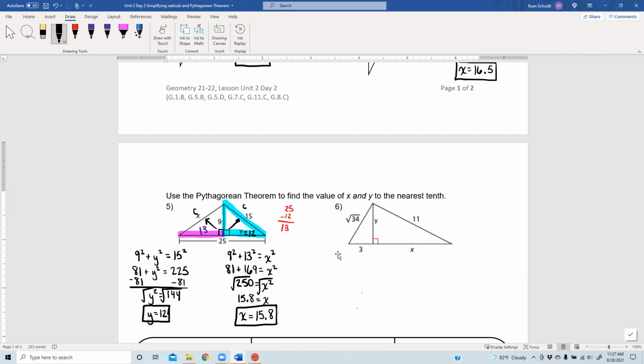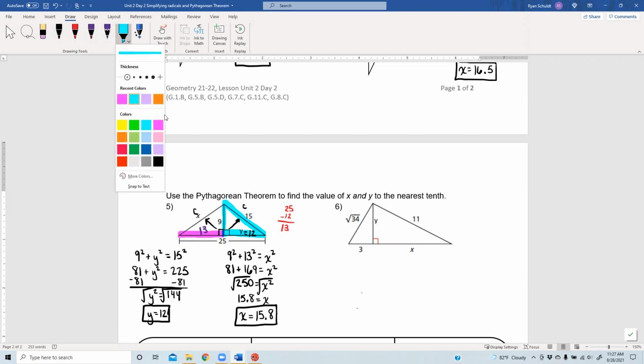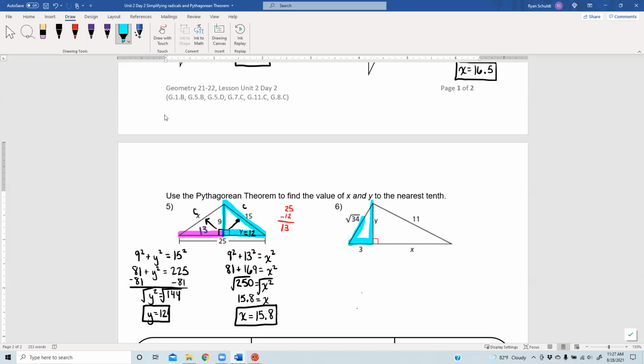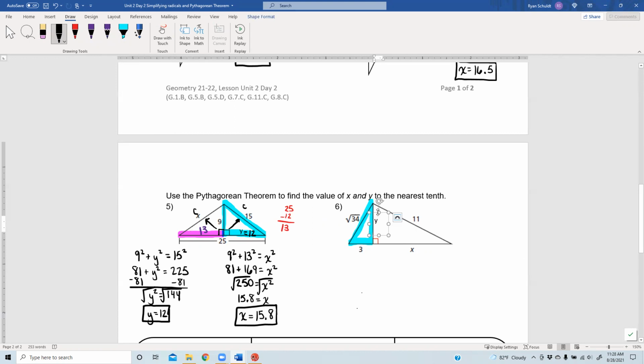So, anyways, number 6, same process. I want to start with the triangle that has 2 sides already in place. This time it's going to be this one over here on the left. That's where I want to start. So looks like we're starting with y again. Imagine that.